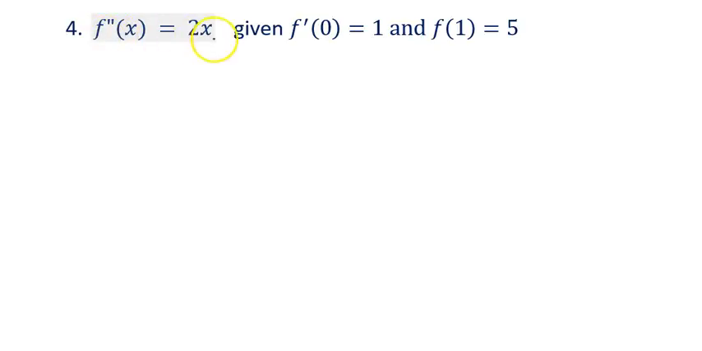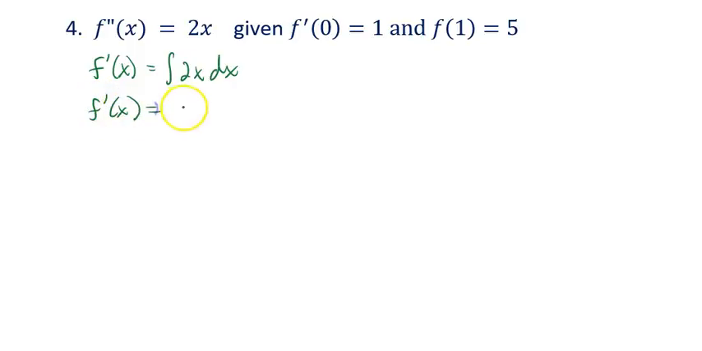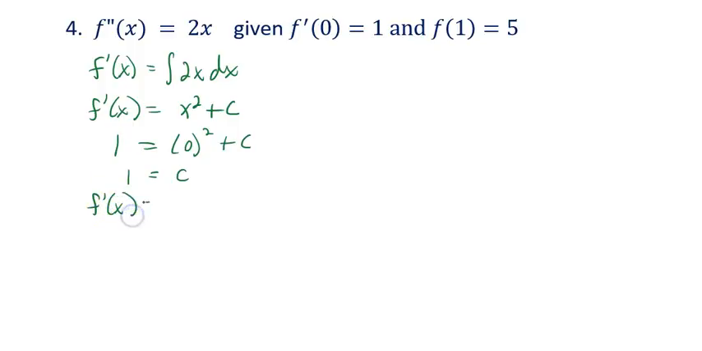So if I take the antiderivative here, the antiderivative of f double prime will be f prime. And so f prime of x is again a power rule. So I'm going to have just x squared plus c. Then I'm going to plug in the information about the derivative. So they say when x is 0, y is 1. So our derivative is 1 when x is 0, and so c is 1. And that makes f prime of x actually be x squared plus 1.